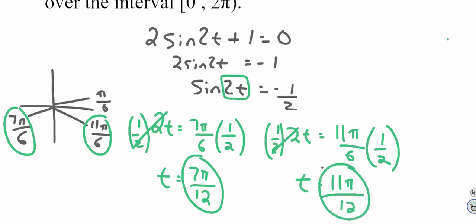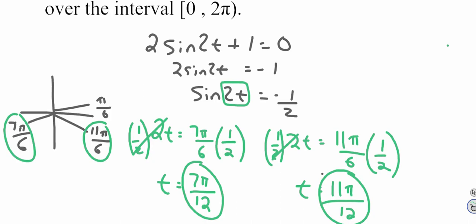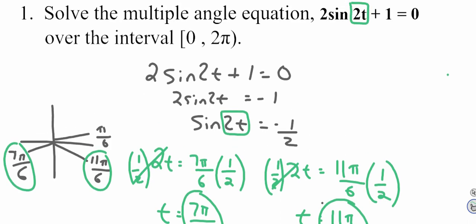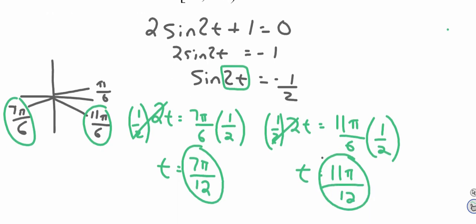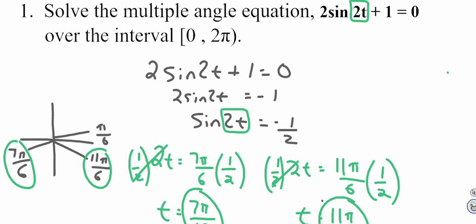We're going to stop and remind ourselves, wait a second, what kind of interval do our answers have, what's our range like? So our range is, it can be equal to 0 and all the way up to 2 pi, but not including 2 pi. So let's look at our answers. 7 pi over 12, we're good. 11 pi over 12, we're good. So we've stayed within our range, and we're good.